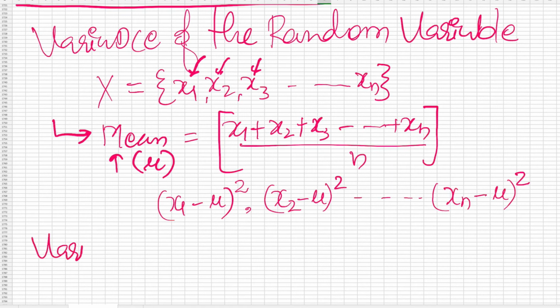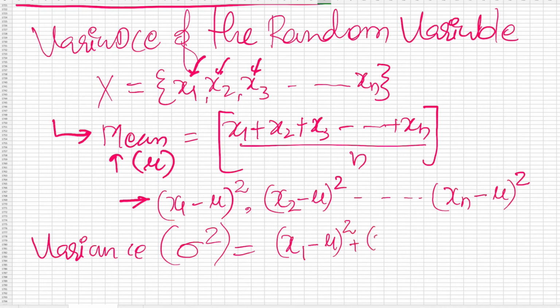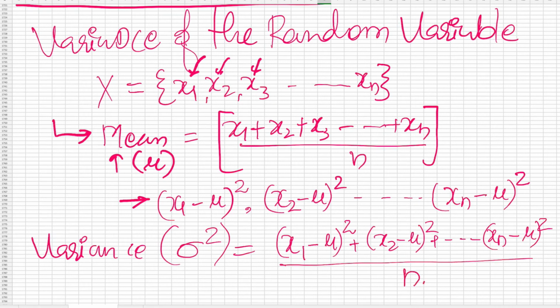To calculate the variance, which means sigma square, we need to add all of these squared deviations and divide by the number of data points. So we have (x1 minus mu) square plus (x2 minus mu) square, and in the same way plus (xn minus mu) square, divided by n, because we have n data points. This is how we can calculate variance in statistics.